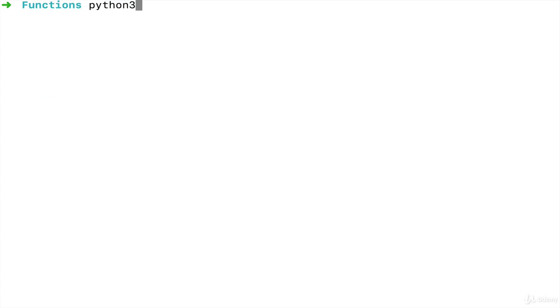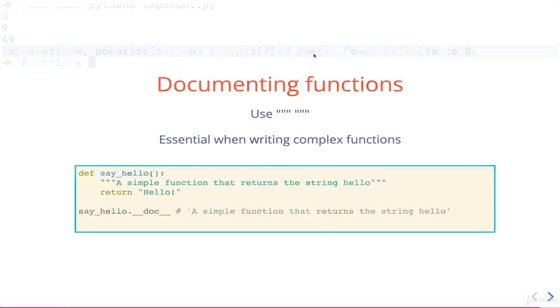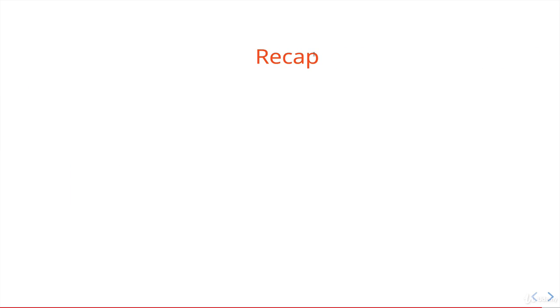And now if I try running Python 3 exponent, we get the same values, but then at the end, it just prints to me that docstring. Okay, so that's all there is to that. It doesn't have any other functionality. That's it. So lastly, let's recap all the ground we've covered.